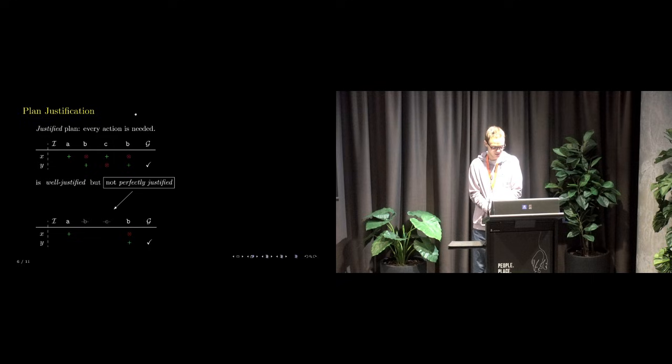But this is not an example of a perfectly justified plan. Not every action is needed in the sense that we can remove actions if we remove multiple actions. We can remove a set of actions, for example, the first occurrence of B and C, resulting in a valid plan.